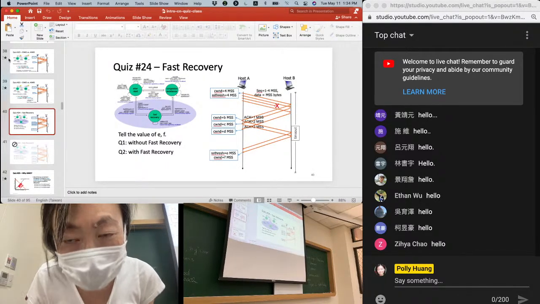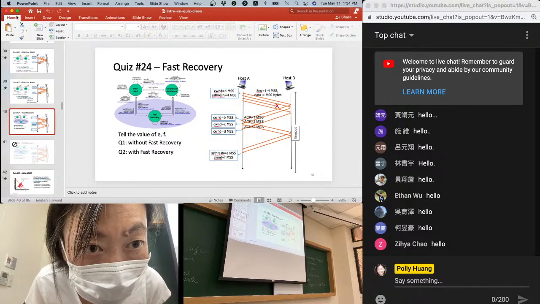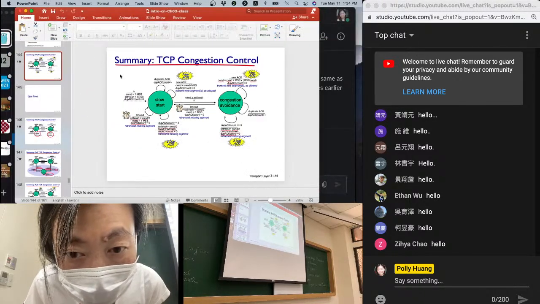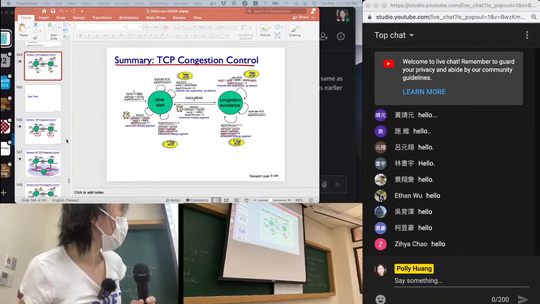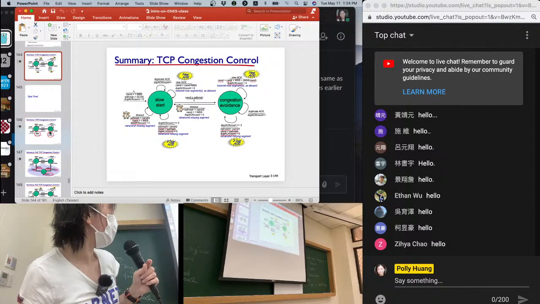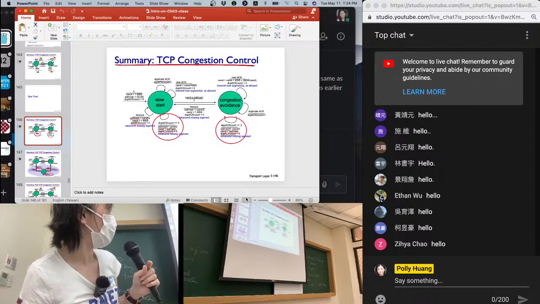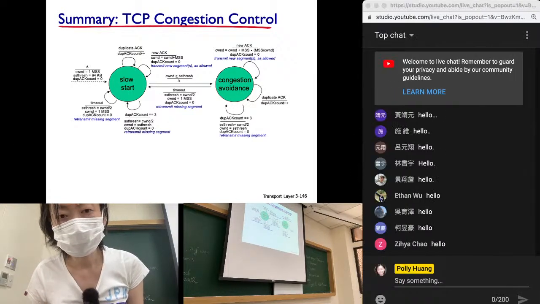Okay. Let's now continue on to the lecture. So this was the finite state machine of TCP's congestion control.